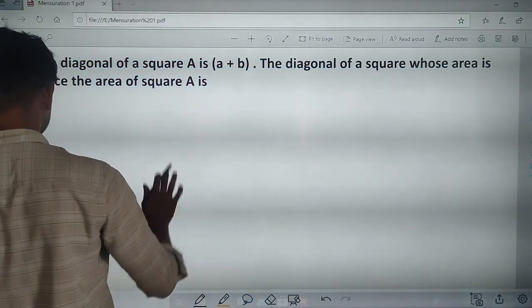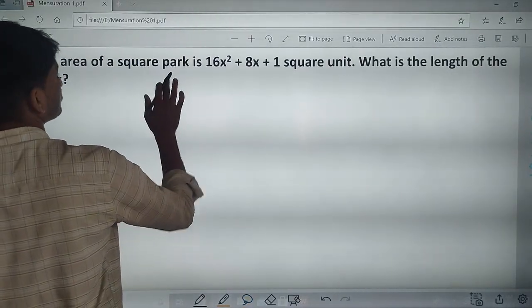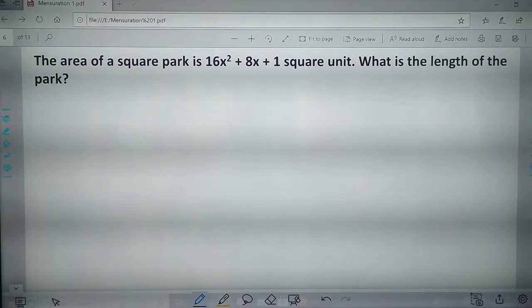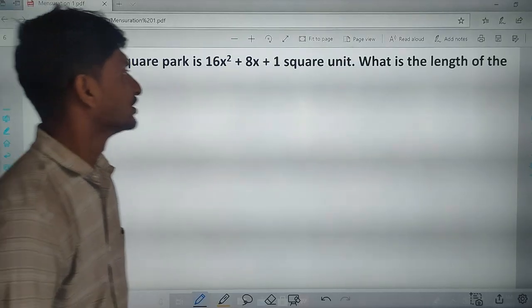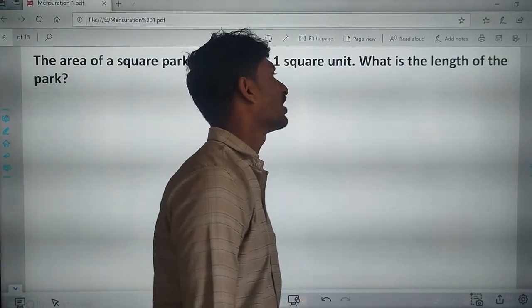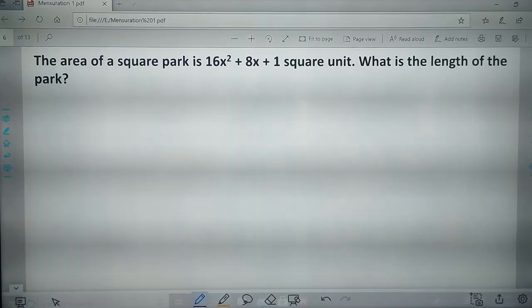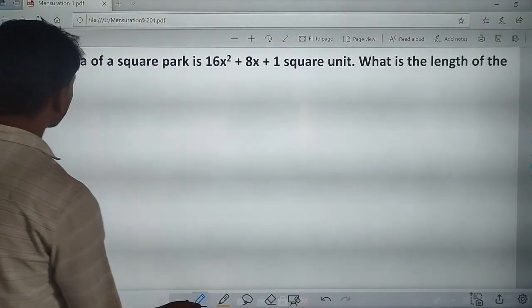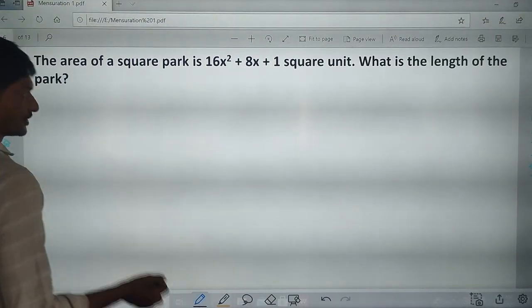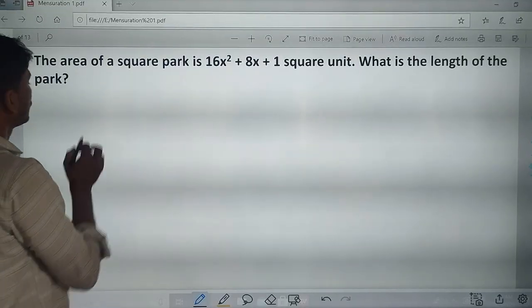Now next. The area of a square park is 16x square plus 8x plus 1 square unit. What is the length of the park? Find the length of the park.